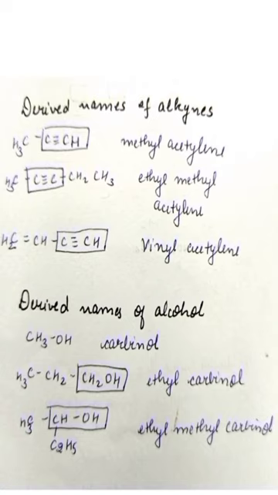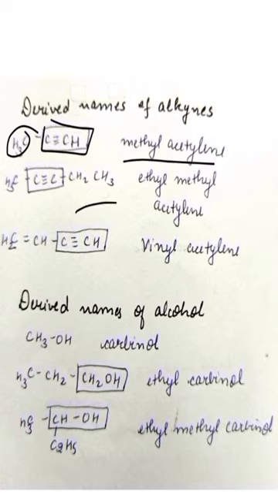Now derivatives of alkynes. Alkyne is mainly a derivative of ethyne. So ethyne is the main word and CH3 is the substituent, so methyl acetylene. Similarly here ethyl, methyl, acetylene. This is arranged according to the alphabetical order. Here this group is known as vinyl group, so vinyl acetylene.